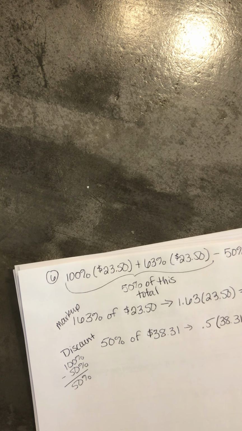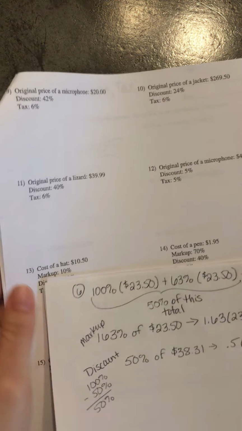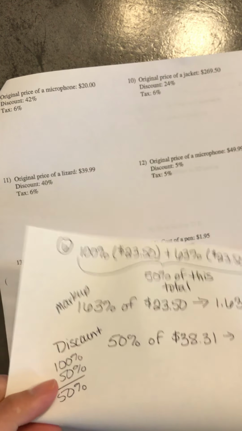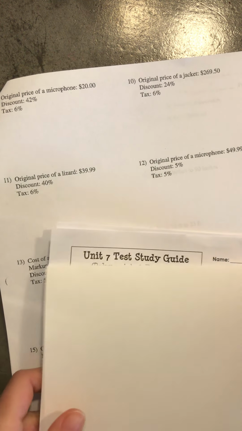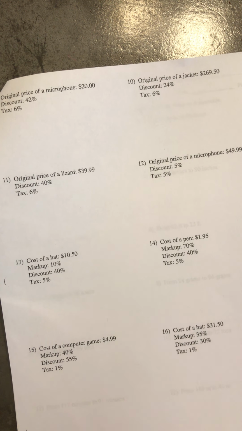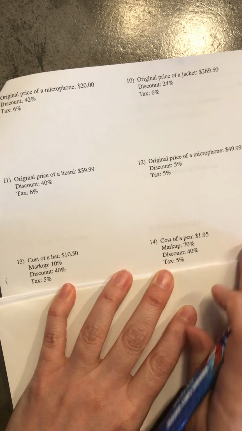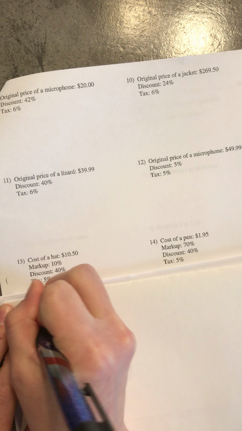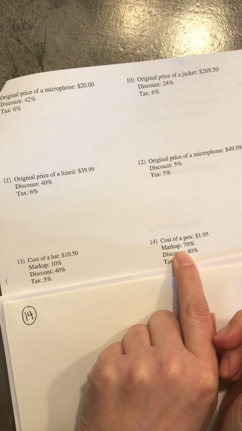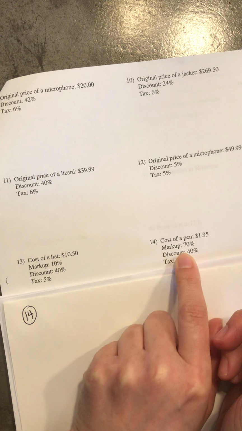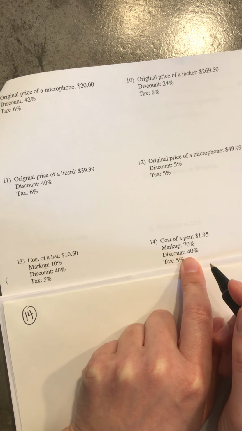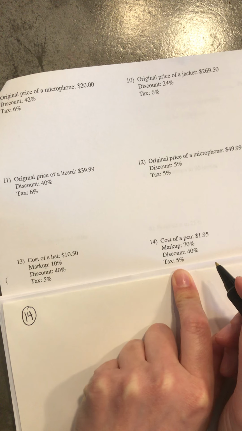Let's see, let's find a discount and tax. Ooh, or let's go super crazy. All right, let's check out 14. Fold this down here. So for number 14, we got a lot going on here. So we're gonna mark it up 70%. Then we're gonna give it a 40% discount. And then we have to pay 5% sales tax. Ooh.